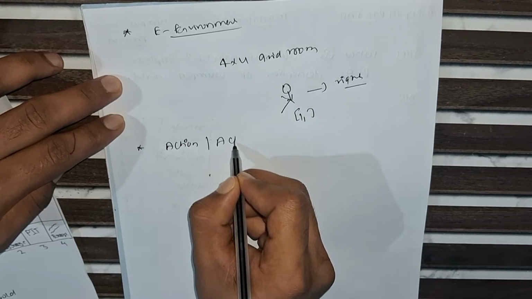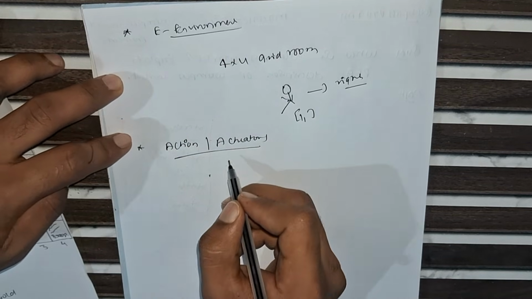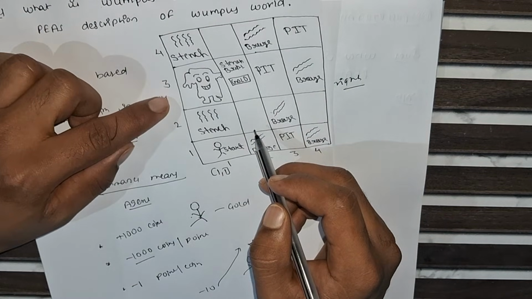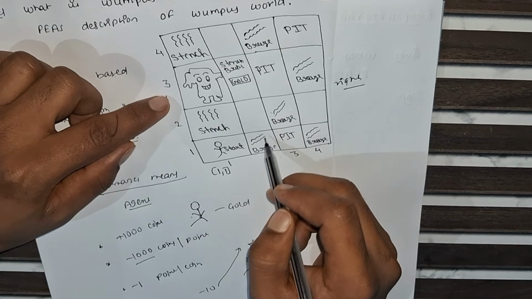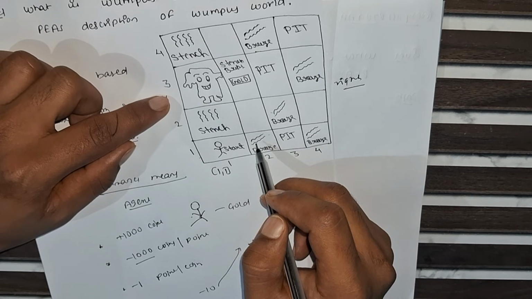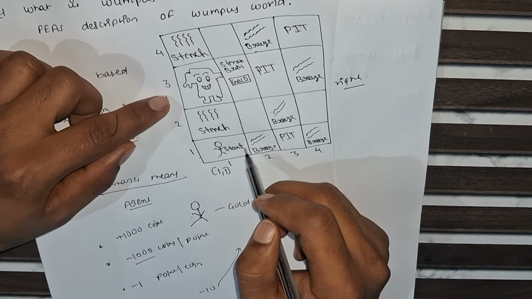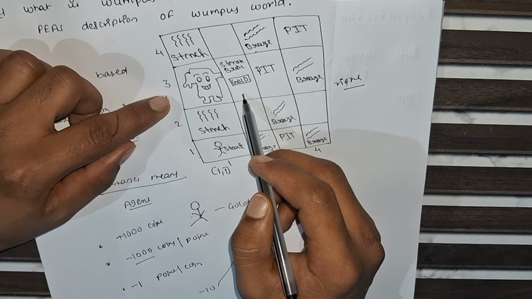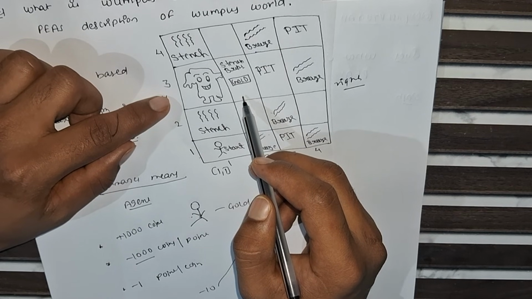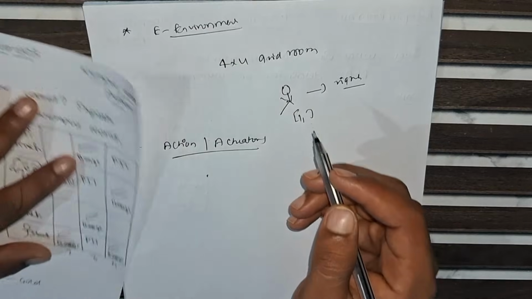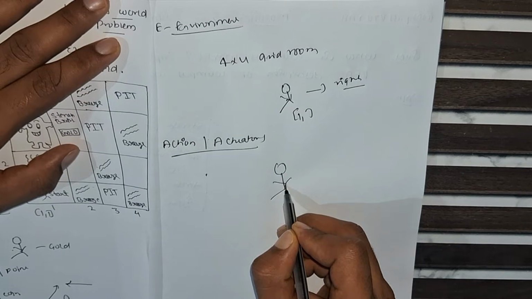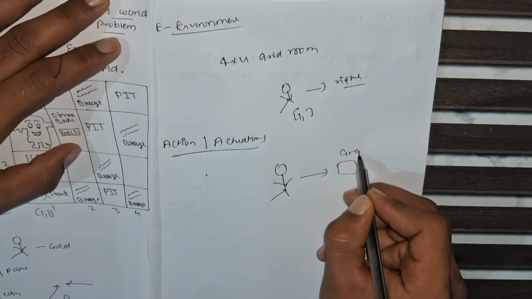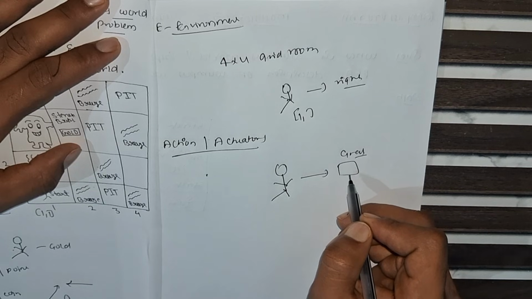Now another one is actions, or we can say actuators. Let us understand: the agent can move forward or turn left or right by 90 degrees. Grab is used to pick up the gold if it is in the same square as the agent. If it is in the direction of gold, then the agent will grab the gold, otherwise it will not grab the gold.